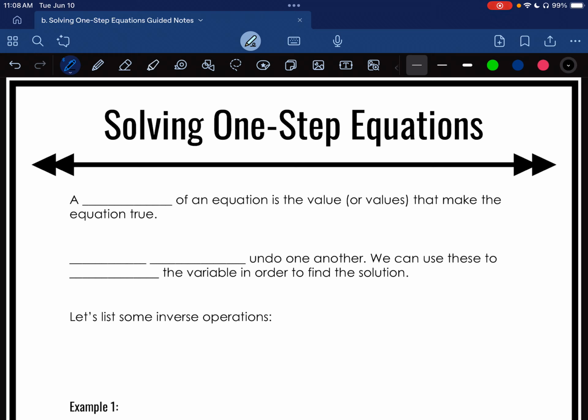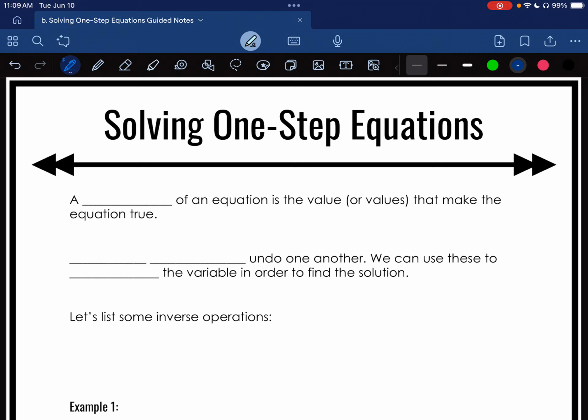And something I always say to my students is that in math, we are not creative. When it comes to naming things, we tell it like it is. And so when I say we're solving a one-step equation, that means that one step is going to be between you and your solution. So let's get started.